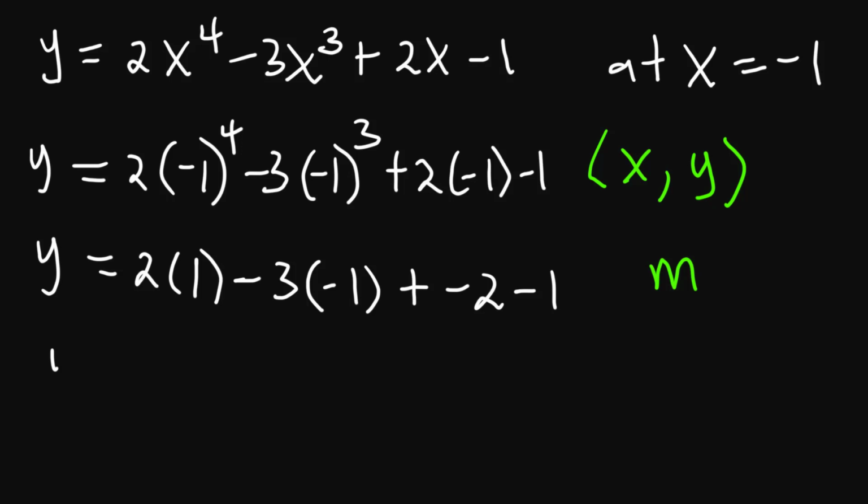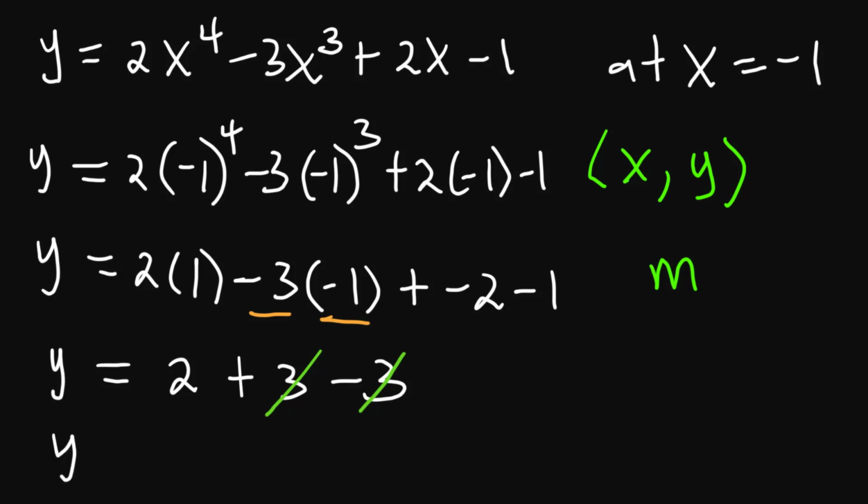This will give us y equaling 2, and then negative 3 times negative 1 will give us positive 3. So this will be plus 3 and then minus 3. This will cancel with that, and so we shall have y equaling 2. And so the point of interest will be x, which is negative 1, and y, which is 2.